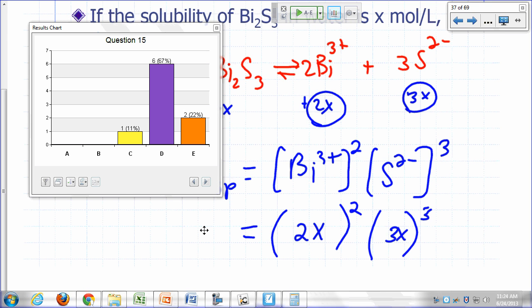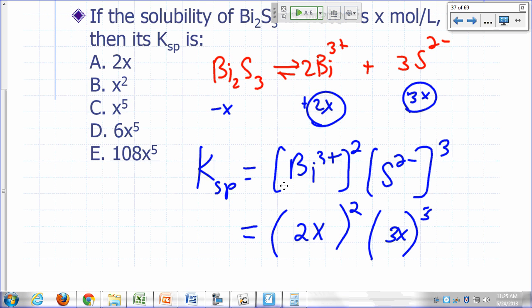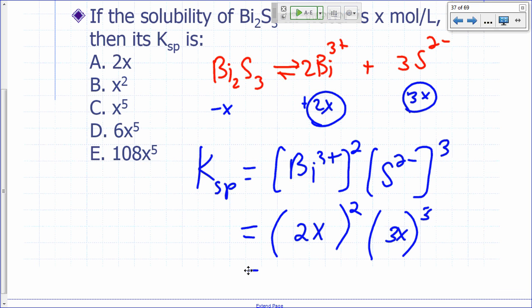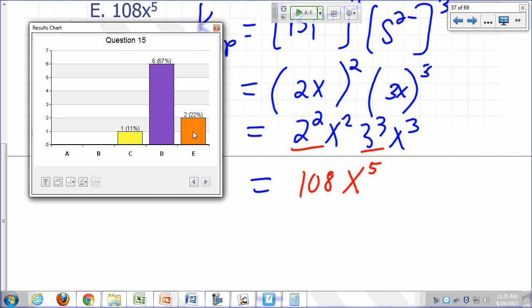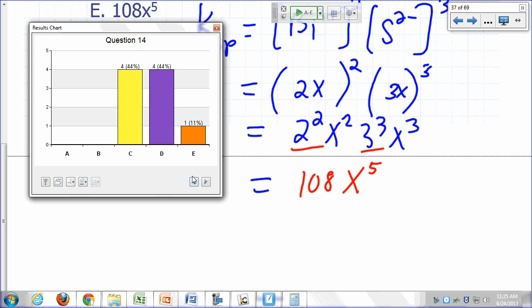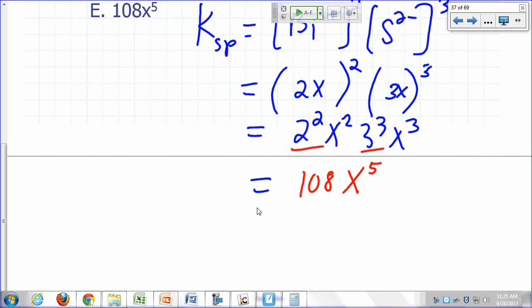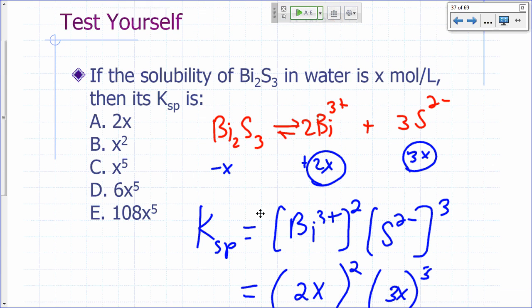Okay. 2 squared is 4 and 3 cubed is 27. The whole thing is inside the parentheses, right? So this is going to be 2 squared x squared, 3 cubed x cubed. So that's equal to 4 times 27, that's 108 x to the power 5. Okay, so the correct answer is E. 108x to the power 5.